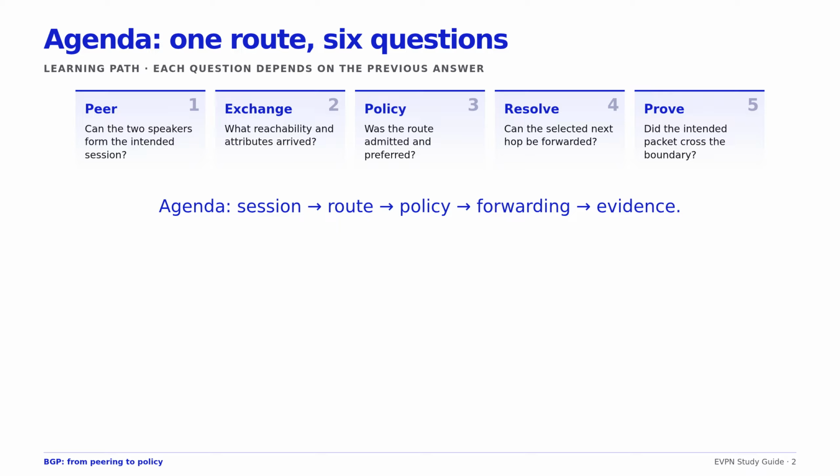Fourth, we scale IBGP with route reflection and extend the session with multi-protocol capabilities. Fifth, we apply a minimum safe policy and security posture. Finally, we prove the result from neighbor state to packet evidence. The core learning is not a mnemonic. It is the dependency chain that makes a BGP route useful.